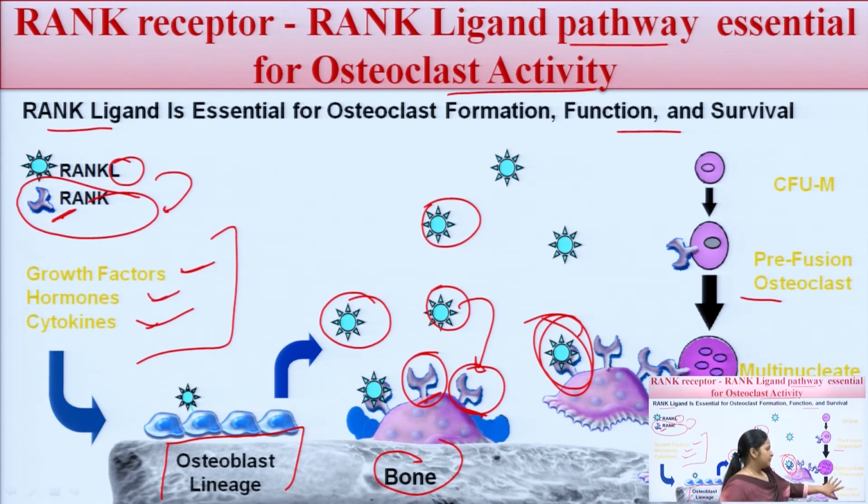Now, multinucleated osteoclast means there are cells which again divide, this process of the osteoclast, and finally the activated osteoclast. When the osteoclast is activated, what happens at that time? They try to reshape or remodel the bone.